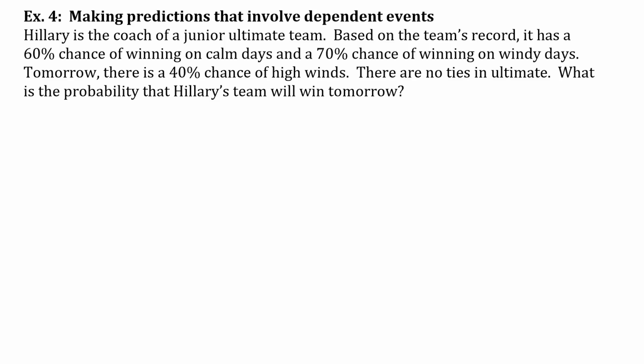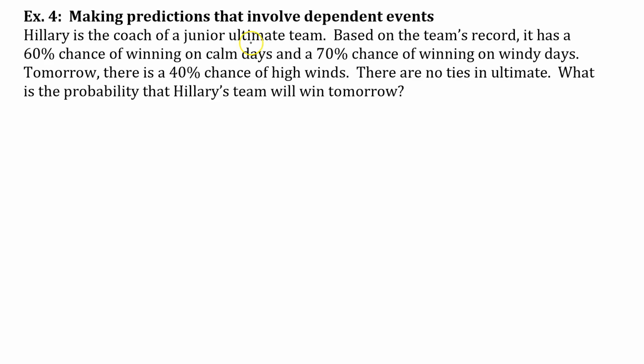Example number 4, making predictions that involve dependent events. This one is kind of like the epitome of dependent event type of questions. It involves cases, it involves a tree diagram. It's the real meal deal when we're talking about questions about dependent events. So make sure that you certainly know how to do a question that looks like this.